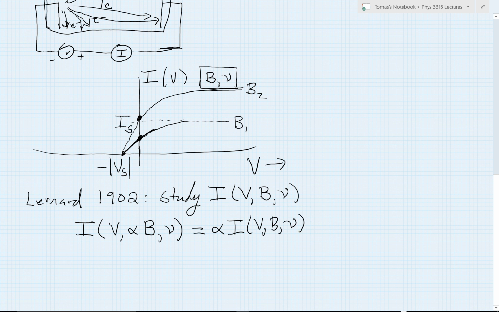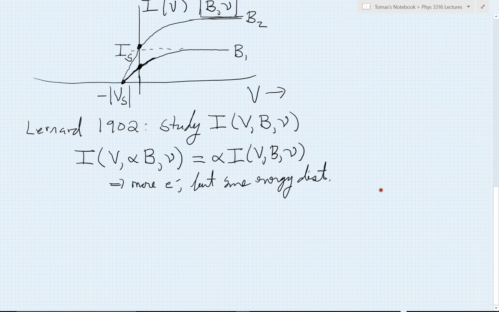And this somehow tells us that the energy distribution of the electrons is unchanged. So we just get more electrons if we increase the brightness, but the same energy distribution. Now that's quite mysterious, because what we are doing is getting that with more energy that we're pumping in. Now let's go down and think a little bit more about this energy issue.